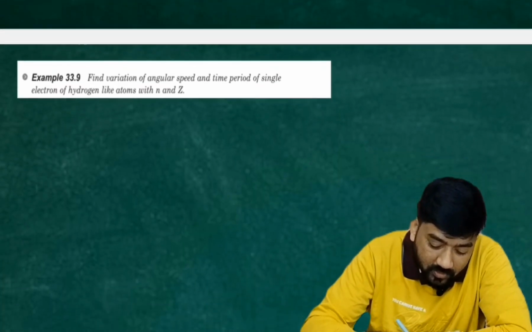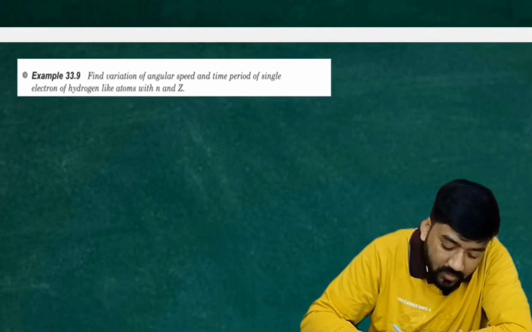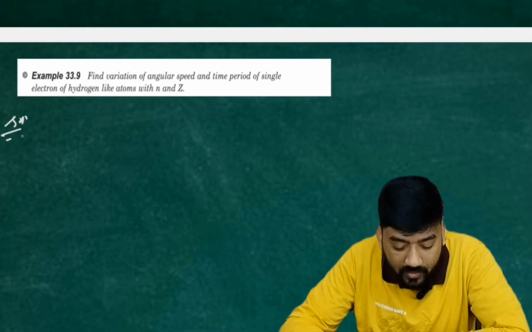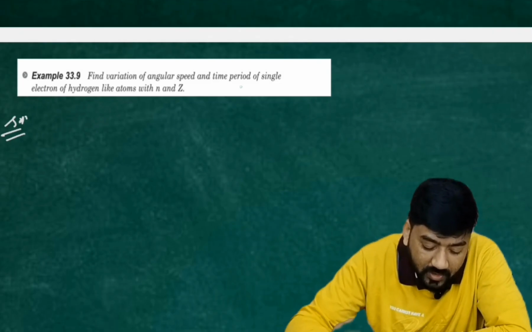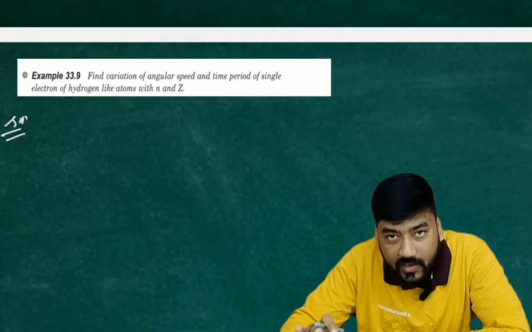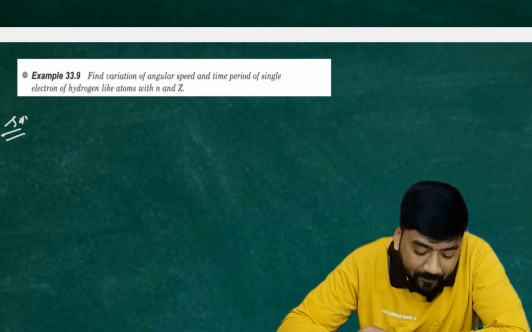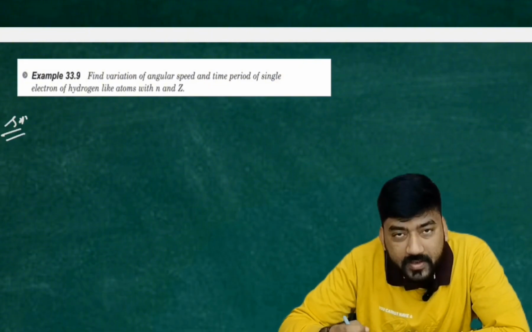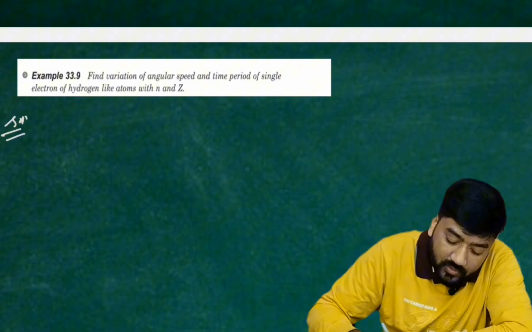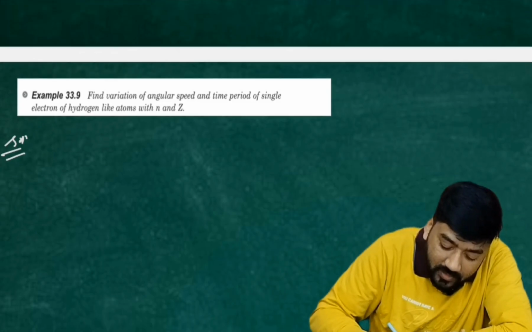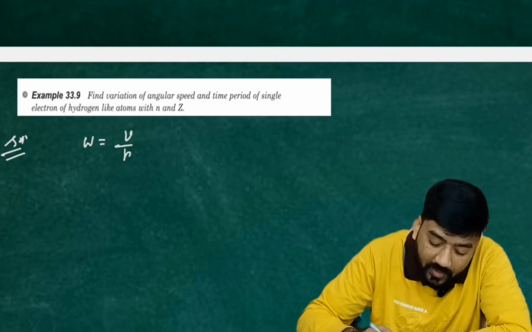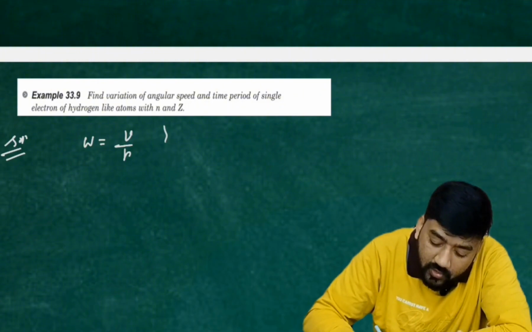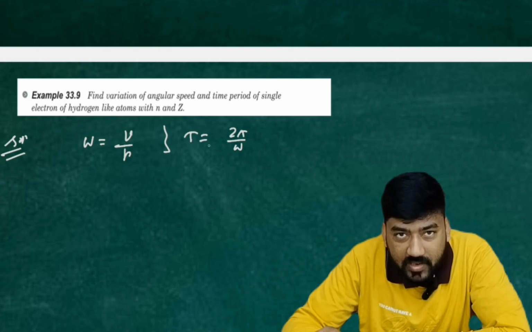So here you have to find out a mathematical expression for time period and angular speed. Find the variation of angular speed and time period for a single electron of a hydrogen-like atom with n and z. So we have to find the dependency of angular speed and time period in terms of n and z. You know the definition of angular speed: omega is equal to v upon r, where v is the speed and r is the radius, and time period t is equal to 2 pi upon omega. This means if we get omega, we can easily get t.